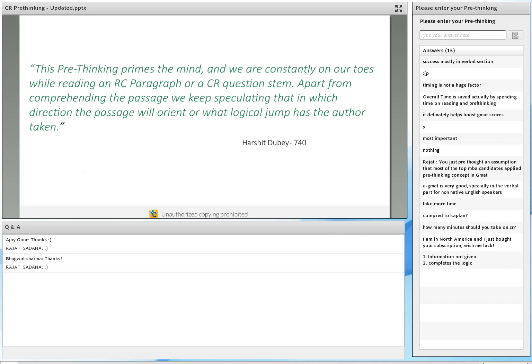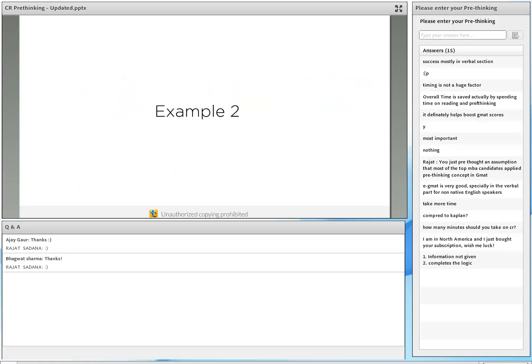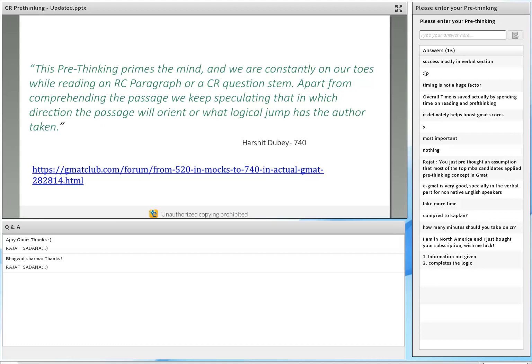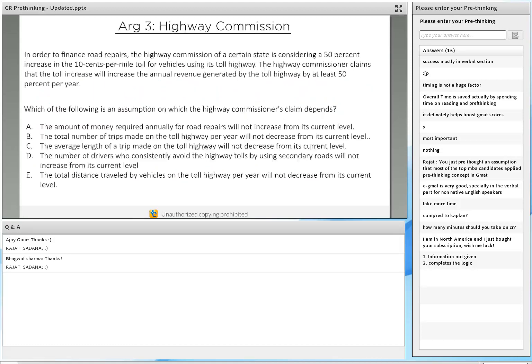Here's another one. It says this pre-thinking primes the mind, and we are constantly on our toes while reading either an RC paragraph or a CR question stem. Apart from comprehending the passage, we keep speculating in which direction the passage will orient or what logical jump the author has taken. This guy improved from a 520 to a 740.